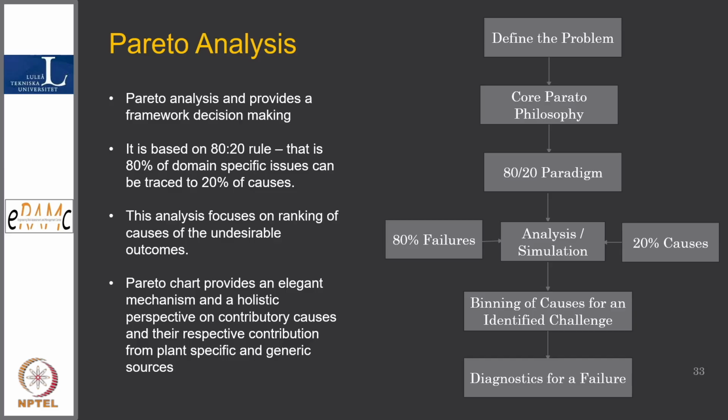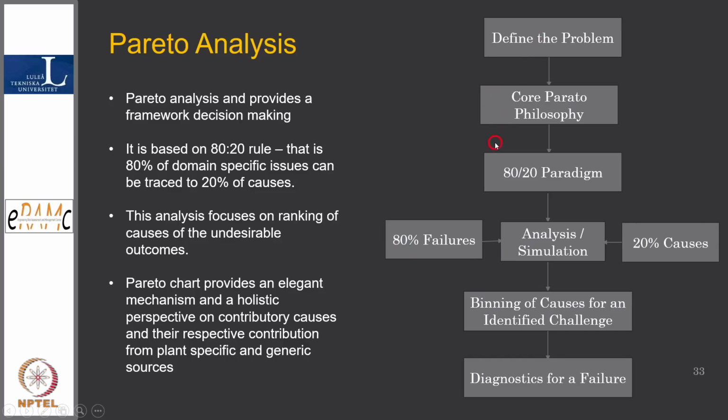Now Pareto analysis, the 80-20 rule is the thing. That means 80% of domain specific issues can be traced to 20% of causes. If we can find out or correct 20% of causes, 80% of the problems are solved, it is a very powerful statement. Okay, and Pareto analysis has this at the center. It also provides a ranking. So if I say 80% or 20%, I should be able to rank them. So 80% failure and 20%. I should know which 20% of causes to address.